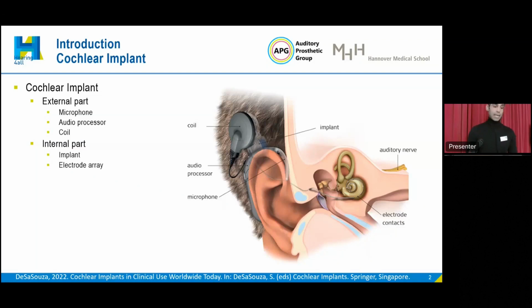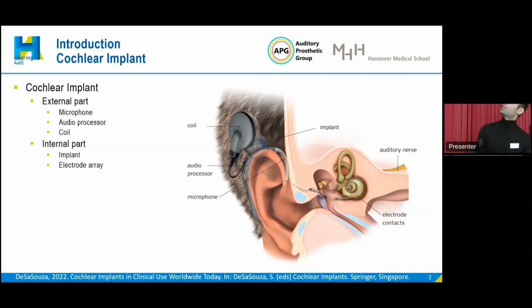So these devices have two parts, one external and one internal. I don't know if I can point to them. Well, no. So the microphone captures the acoustic sound, and the audio processor converts the acoustic signal into electrical pulses. And how does this happen? I will come back to it in a second.